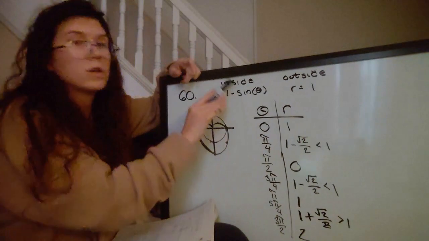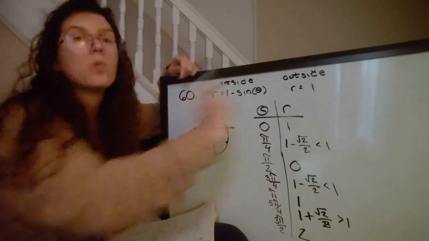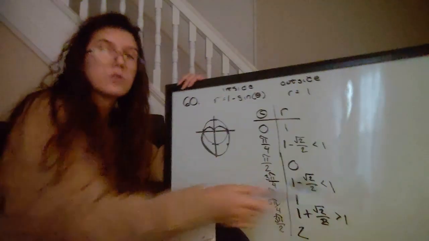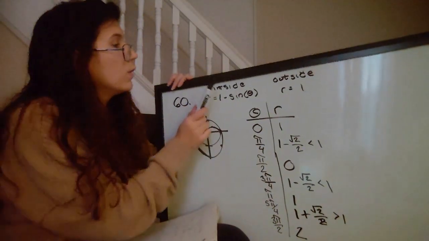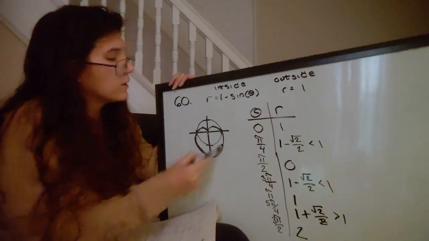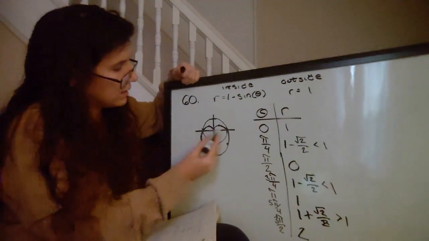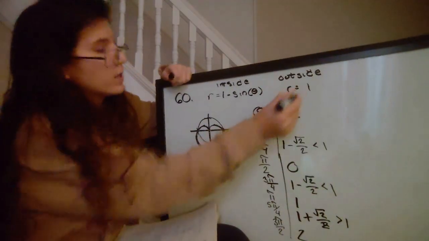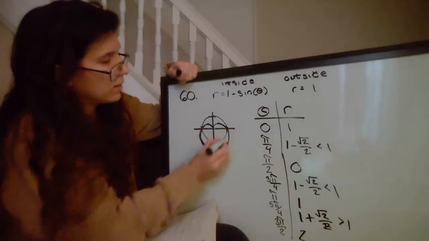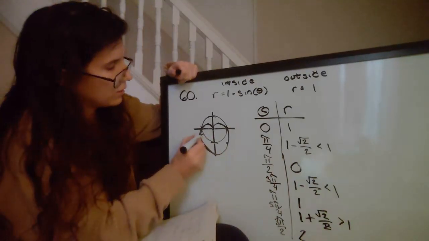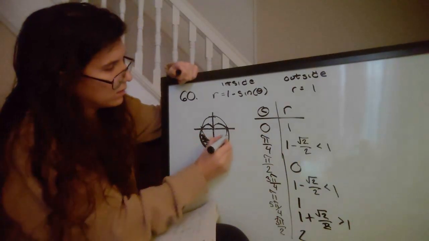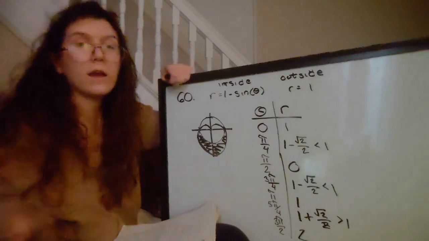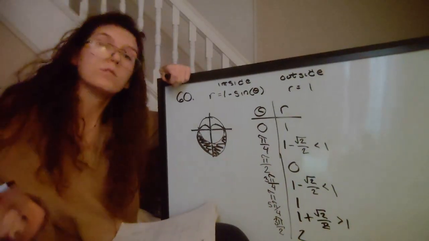It's just as you work your way around the circle, how far away are you from the center? Those are our coordinates. And we want to be inside this funky one. So we're going to be in this, which kind of looks like a heart a little bit, and then outside of r equals 1. So we're going to be outside of this guy. So this is actually going to be our area that we want to find.